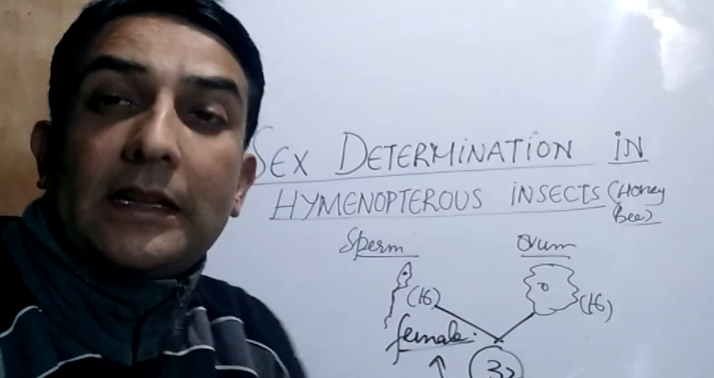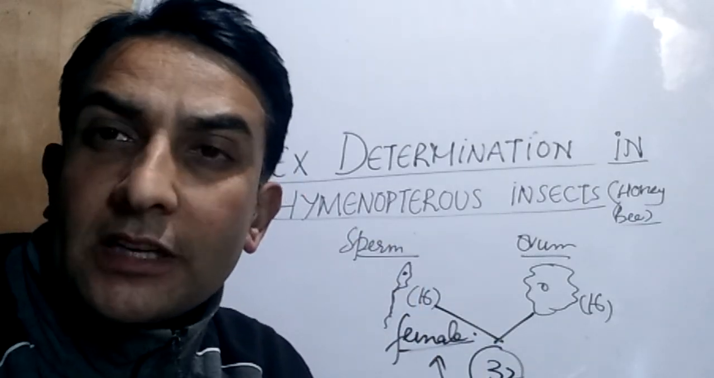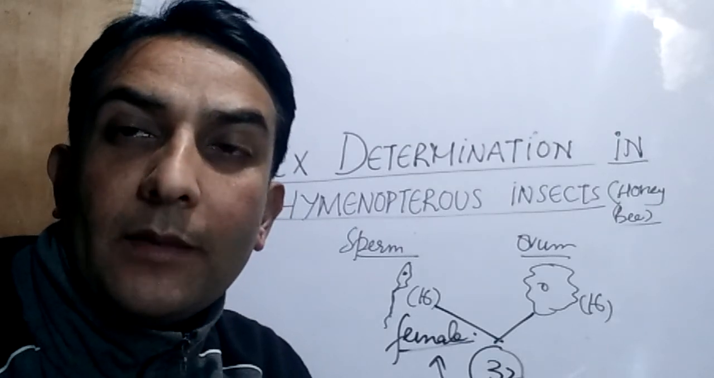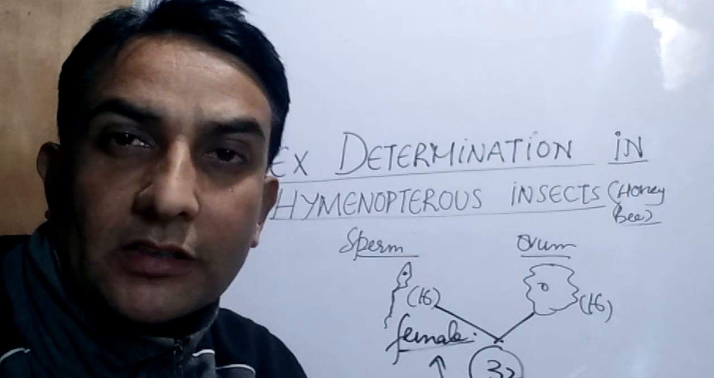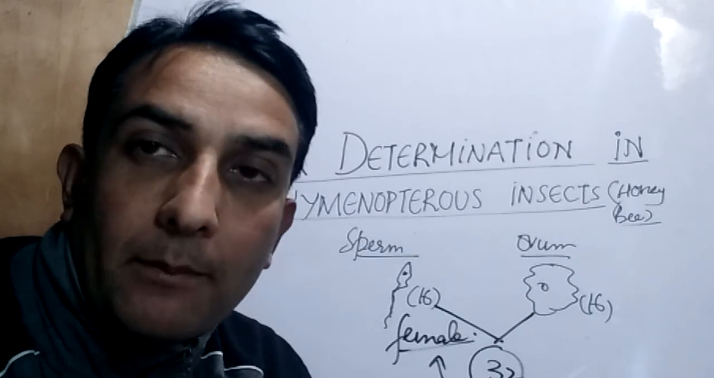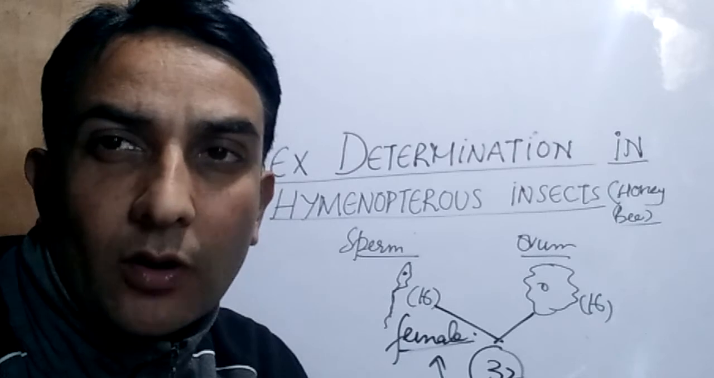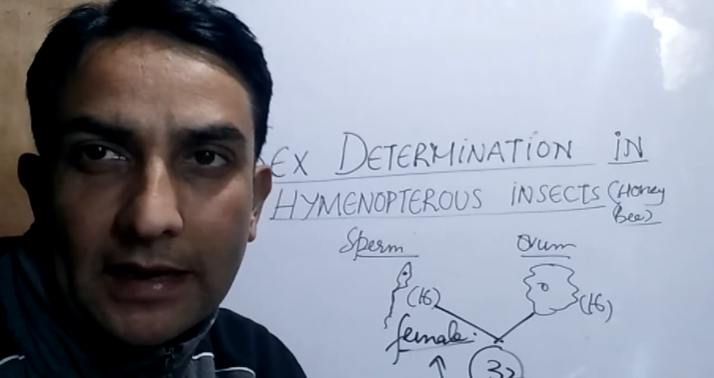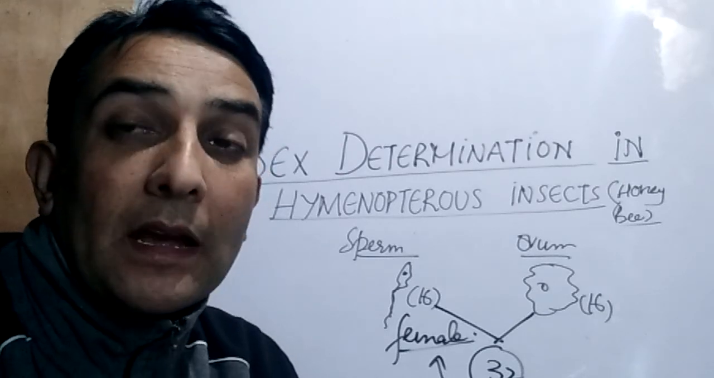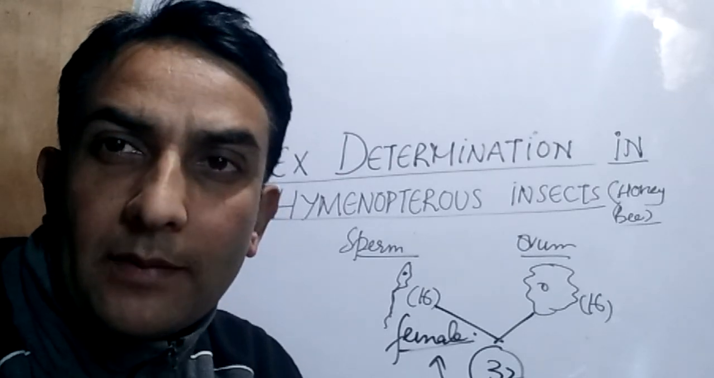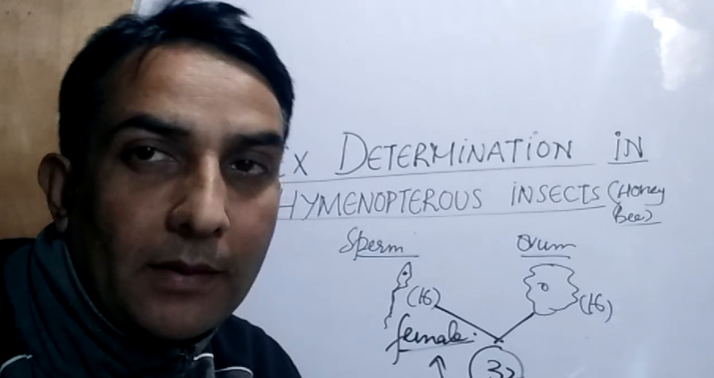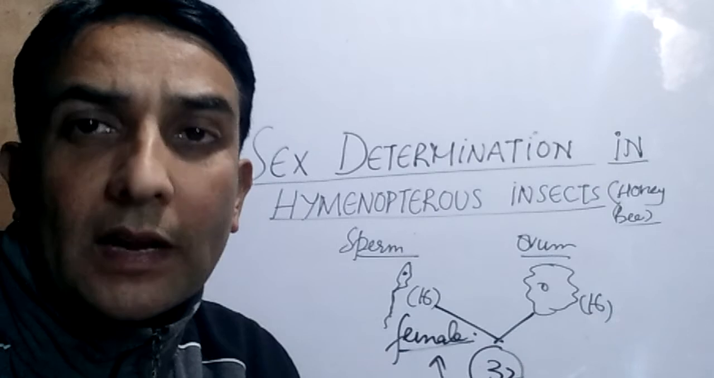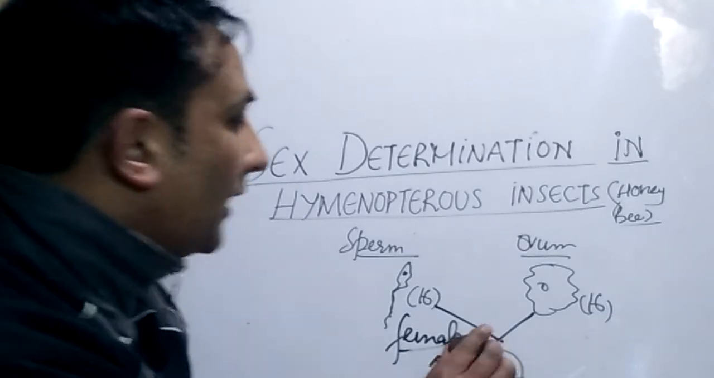So we say that in the populations of the Hymenopterous insects, the females are formed by the fertilization process. When this spermatozoa fertilizes the ovum, the diploid is restored, and the diploid individual is female. And after that, you will see if the female larva is fed on the royal jelly, it will become the queen, and if it's not fed on the royal jelly, it will develop into the worker bee. So this is the first case.